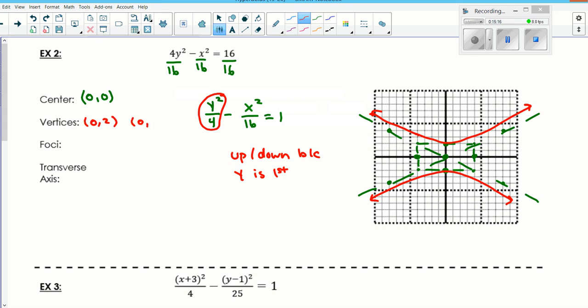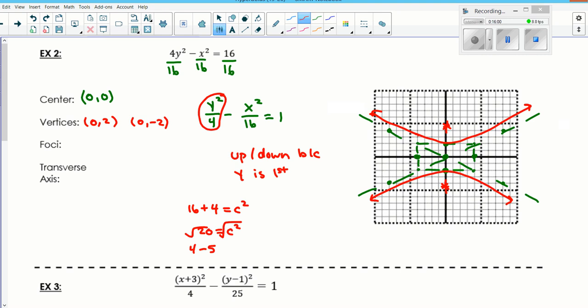and 0, -2. My foci I find by using the formula a squared plus b squared equals c squared. That gives me 20. When I take the square root, I do not get a whole number, so I'm going to do this without a calculator. I need to estimate about where that is. It would be between the whole numbers of 4 and 5, because 4 squared is 16 and 5 squared is 25. So I can just graph it like 4.5. From my center, I would go up 4.5, which would put me here. I'm just going to put a star, and then the other one would be here.